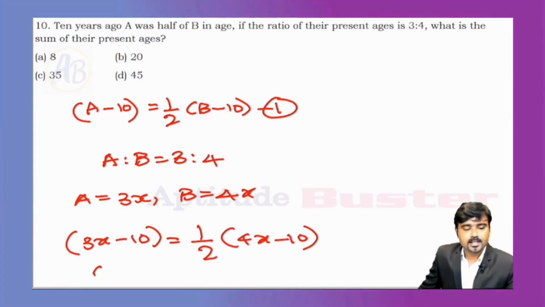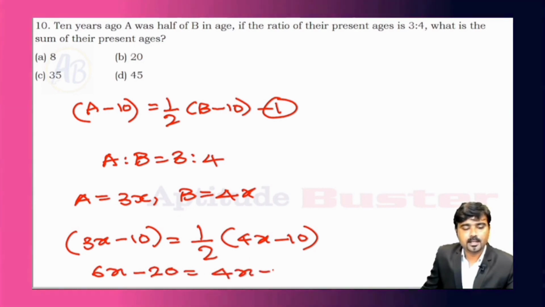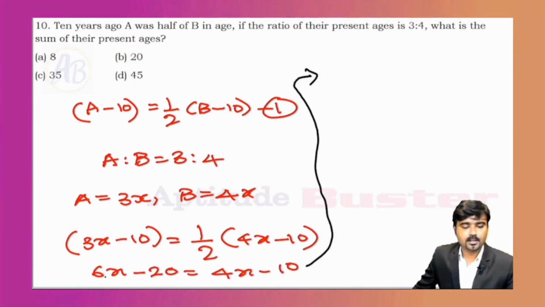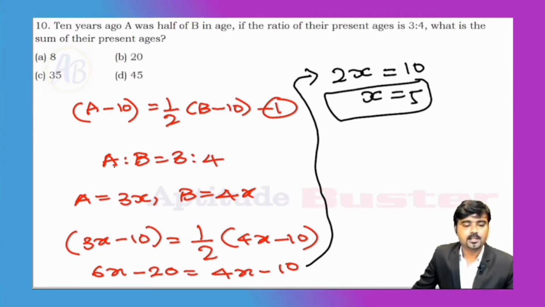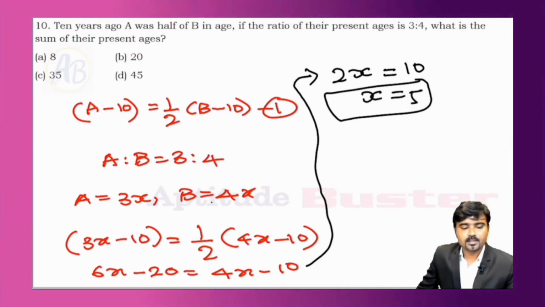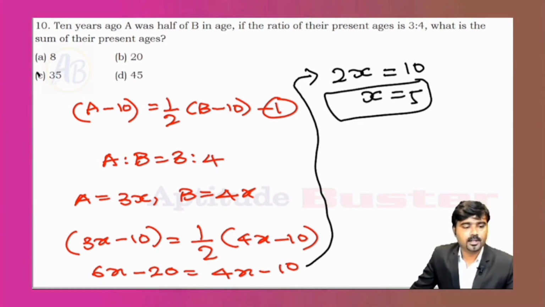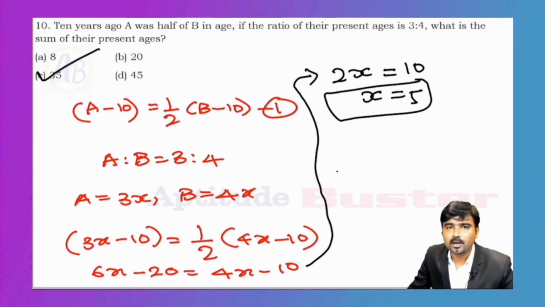Multiply this one. 6x minus 20 is equal to 4x minus 10. 4x comes here, then 2x is equal to 10. What is x? x equal to 5. So A is to B is equal to 3 is to 4, so 3x plus 4x, right? 7x equal to 35. But no need to solve like this.